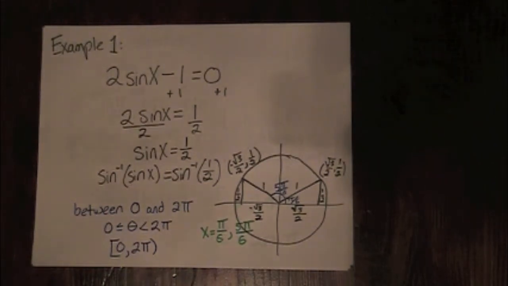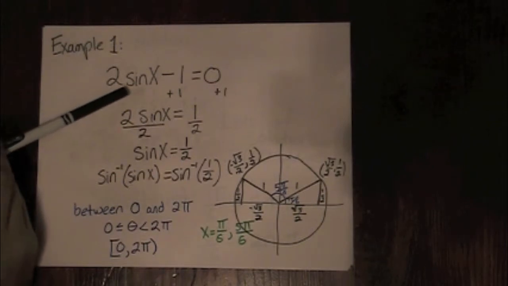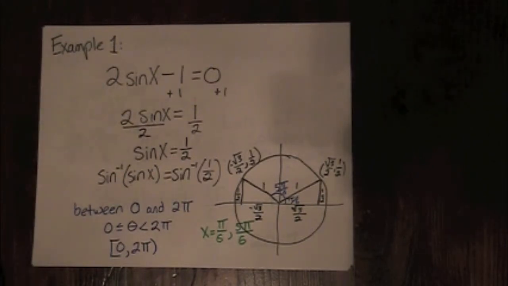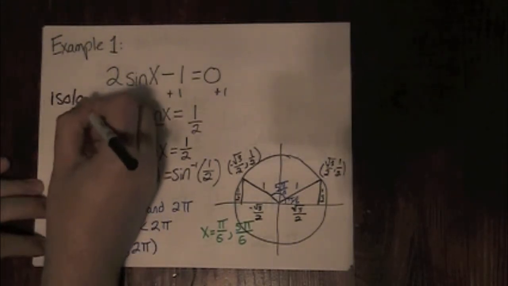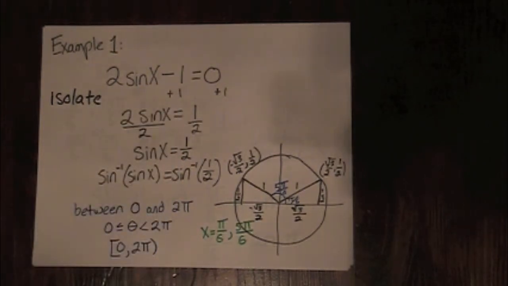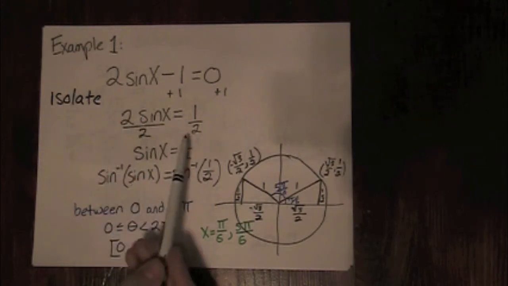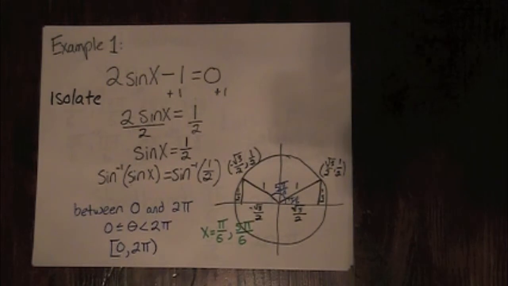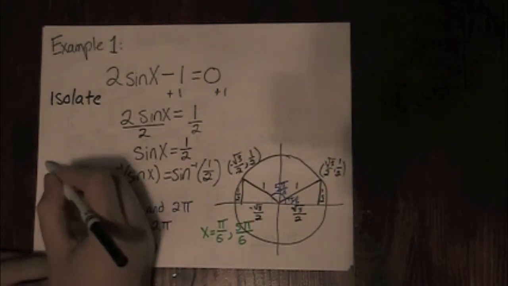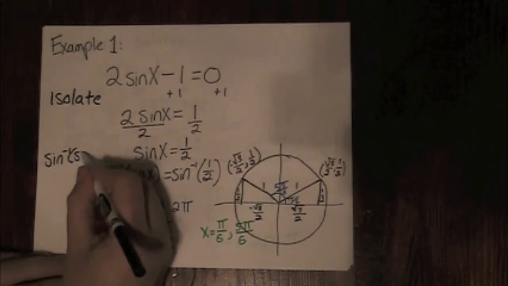In our first example, we're working with the equation 2 sine of x minus 1 equals 0. The first thing I'm going to do is isolate this trigonometric expression. Get my sine of x by itself. To do that, I'm going to add 1 to both sides and then divide by 2 to get sine of x equals 1/2.